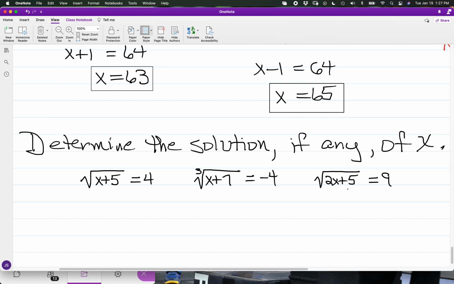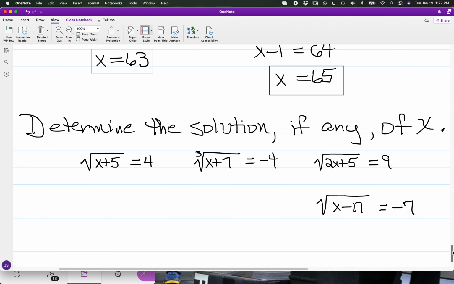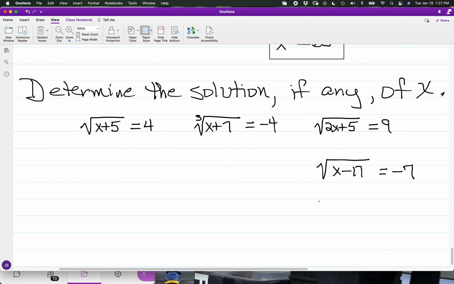Now, say we have the square root of 2x plus 5 is equal to 9. And then we'll say we have the square root of x minus 17 is equal to negative 7. And then we'll say we have the cubic root of x minus 17 is equal to negative 2.